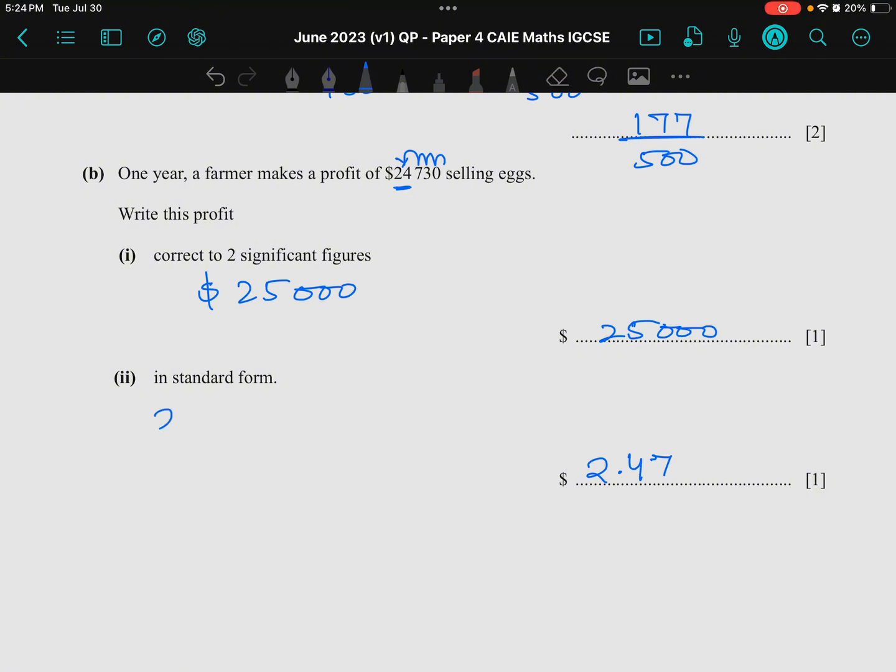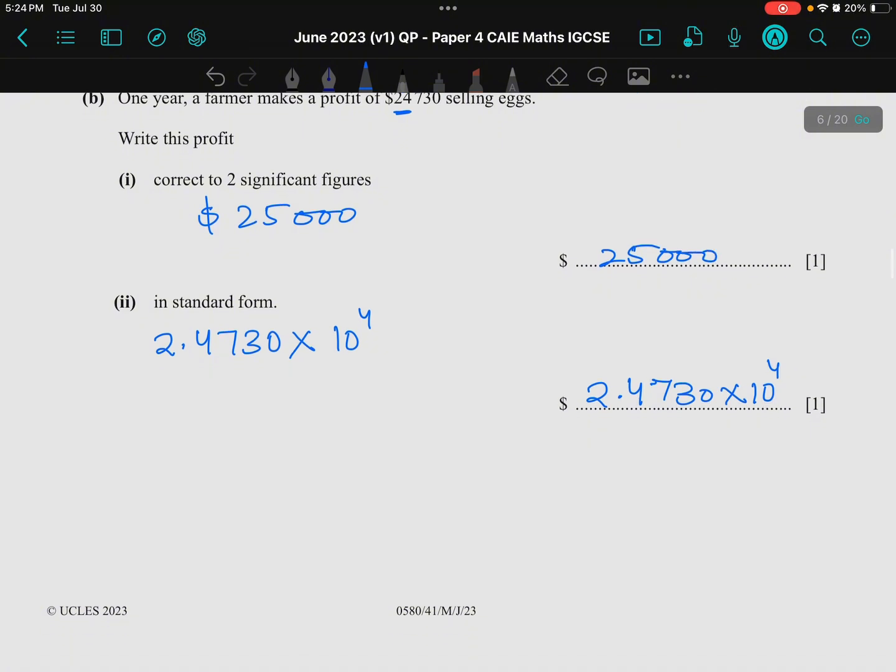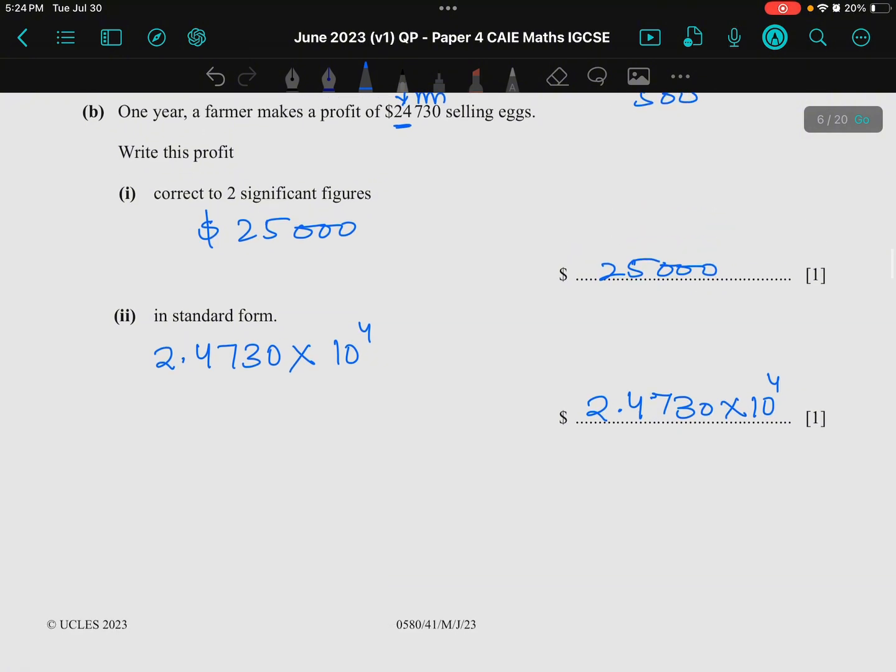Sorry, I have to rewrite this. 2.4730 into 10 to the power of 4. 4 places the decimal is moving backwards.